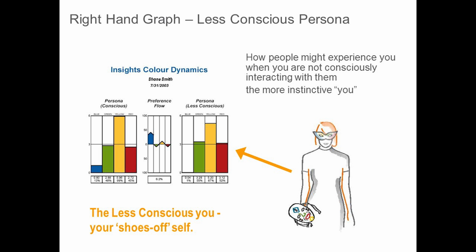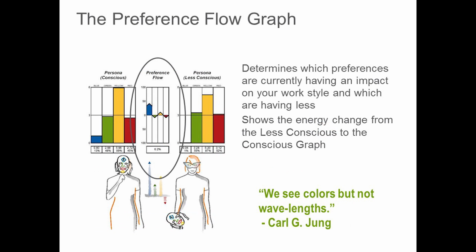So if we understand that operating out of less conscious is represented by the right-hand graph, and yet when we move to consciousness, we alter many things about how we show up and how we use the Insights color energies. Another powerful component of Insights Discovery is the preference flow graph. What the preference flow graph represents is how we choose to dial up or dial down our energies when we move from our less conscious state of mind to our conscious state of mind. Those of you that might be old enough to remember an equalizer on a stereo, it's simply the ability to choose to amp up or ramp up more of what you would like to show to others, or to tone down what you would like to show less of.